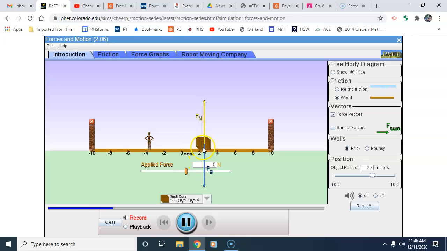Now, the total work, actually, I shouldn't say I did on it, the total work done on the box. What encompasses the total work? It depends on what forces are on the axis of the displacement. These forces don't matter, but watch as this guy pushes it. Right now I have friction turned on.